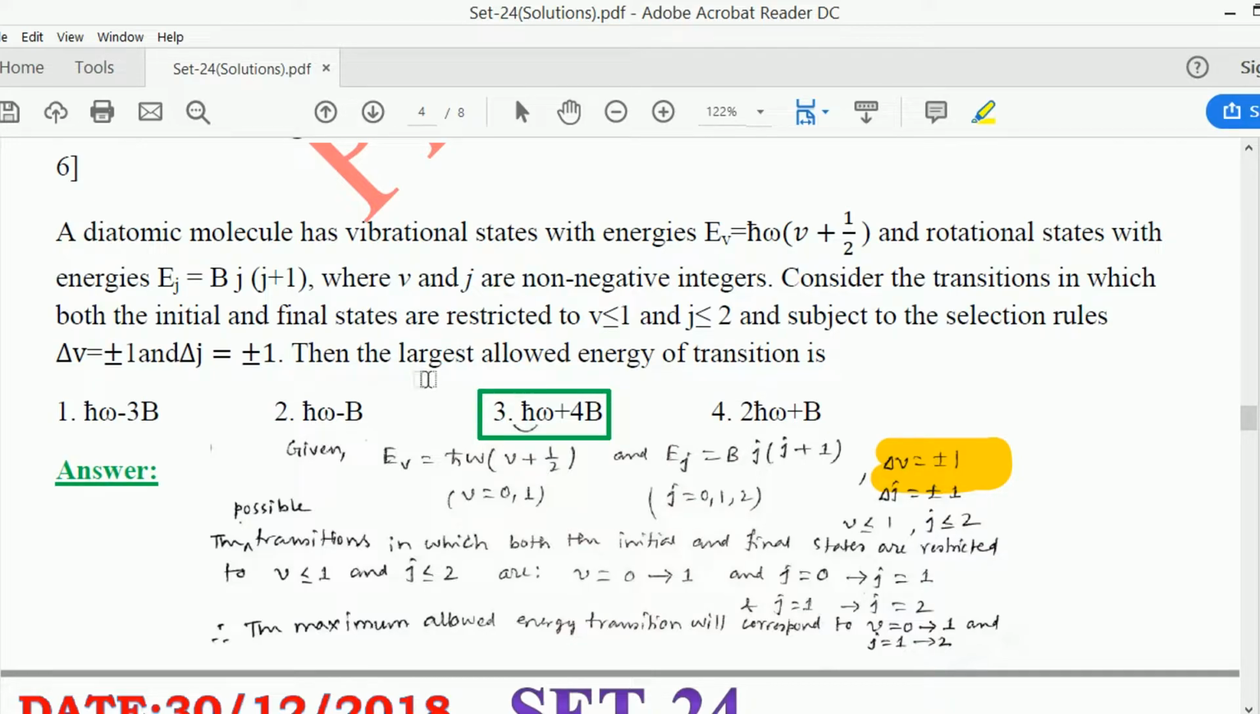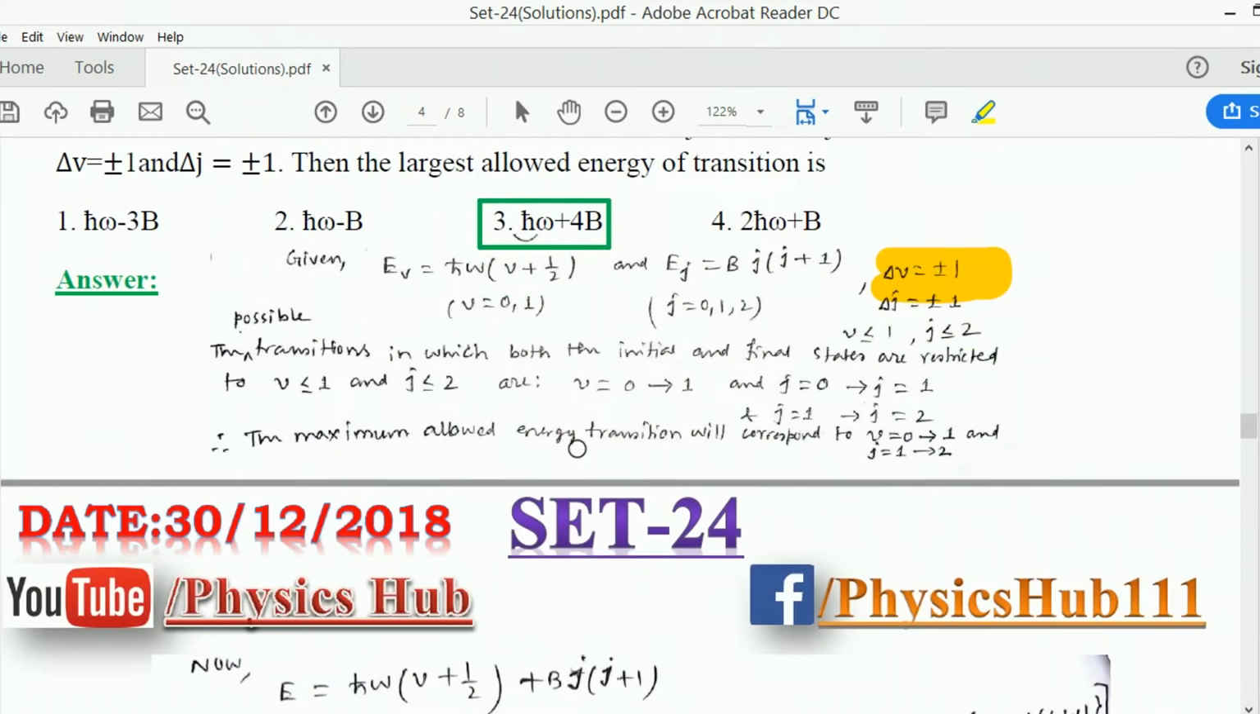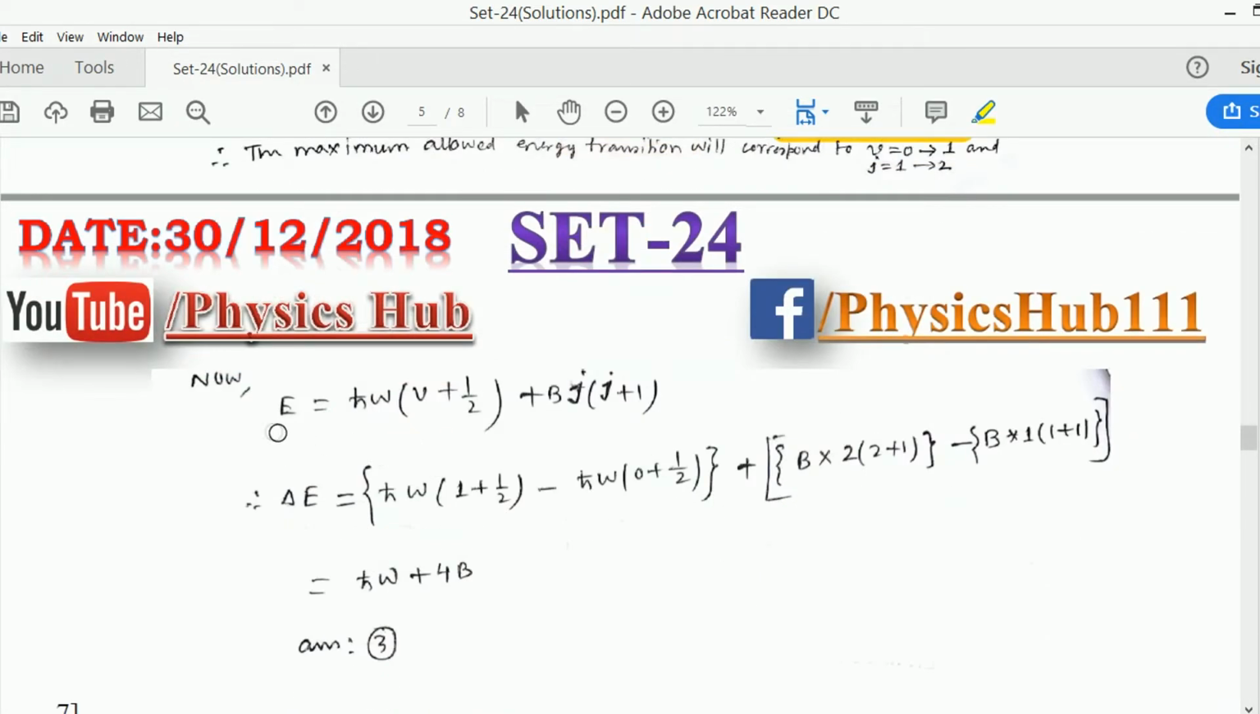Now we have to consider the largest allowed energy. So we will only consider this term because this is the only possibility. The largest contribution of energy will come from this transition. So we will consider only these two transitions. Therefore, the maximum allowed energy of transition will correspond to this. That's what I have told. Now the energy is given by h cut omega into V plus half plus B into J into J plus 1.